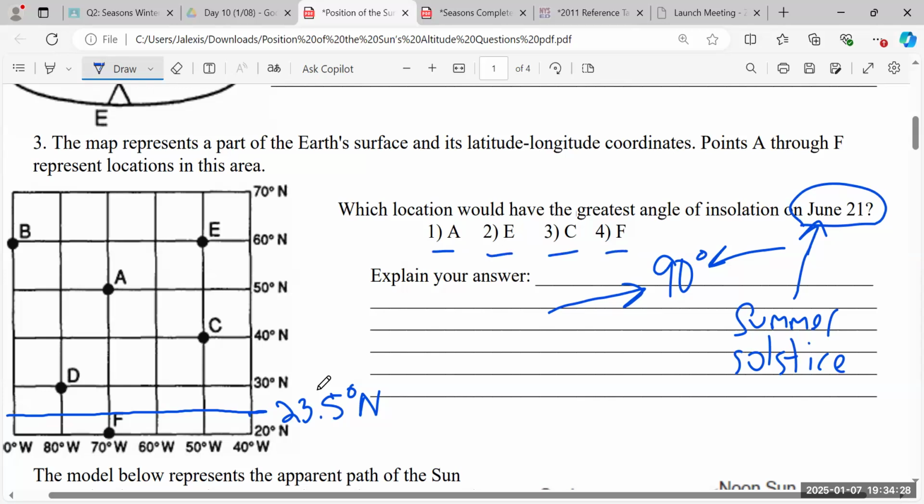Well, out of A, E, C, and F, the letter that's closest to the Tropic of Cancer is going to be letter F. So once again, we had to pick a latitude that will receive the greatest amount of insolation on June 21st, which was latitude 23.5 degrees north. The letter that's closest to this latitude is going to be the location that has the highest angle of insolation.